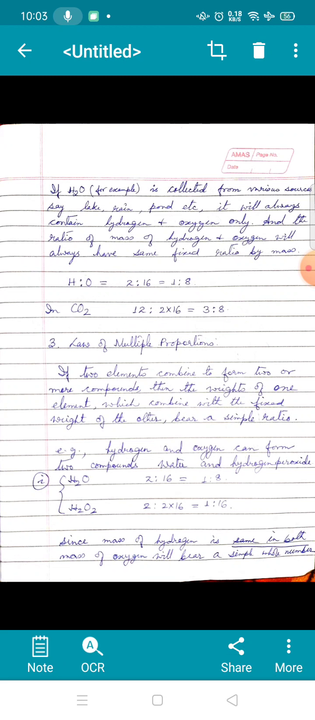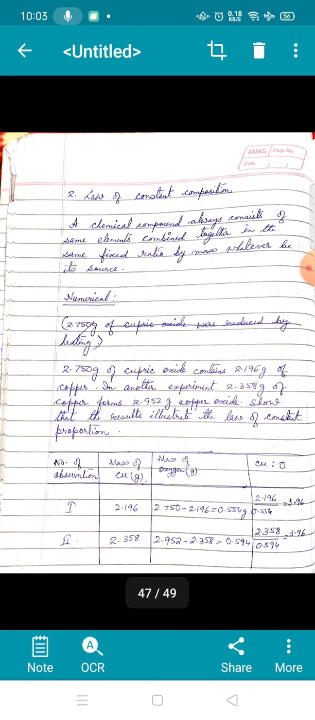Now to support this law, we have one numerical here. It states 2.750 gram of cupric oxide contains 2.196 gram of copper. In another experiment, 2.358 gram of copper forms 2.952 gram of copper oxide. Show that the results illustrate the law of constant proportion. Now, how do we work out this problem?